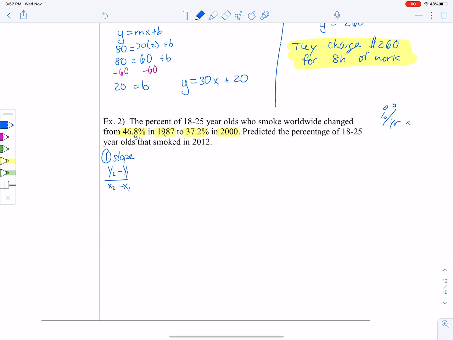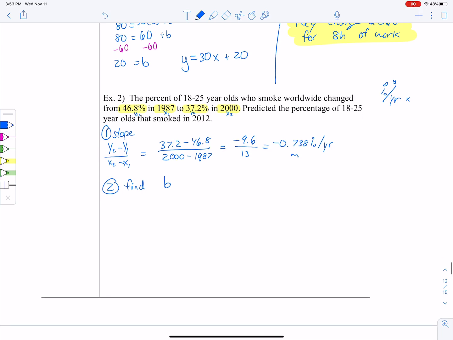So this is y1 and x1, y2 and x2. So we have 37.2 minus 46.8 over 2000 minus 1987. So we get negative 9.6 over 13, so we get negative 0.738. And that's our M, and this is percent per year. Okay, that's our slope.